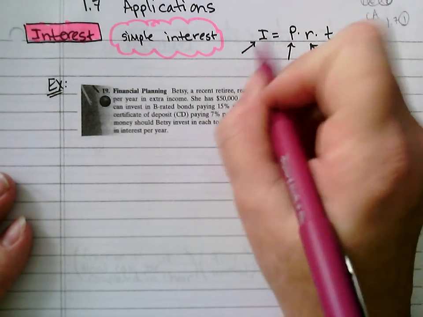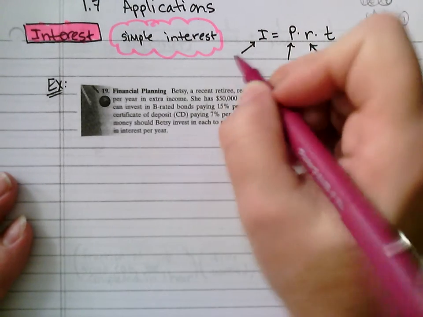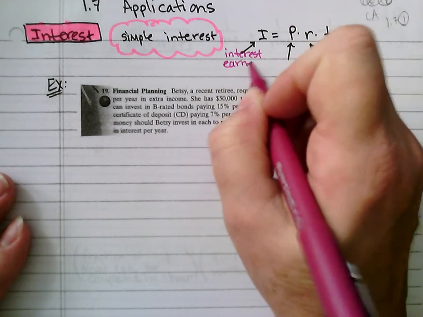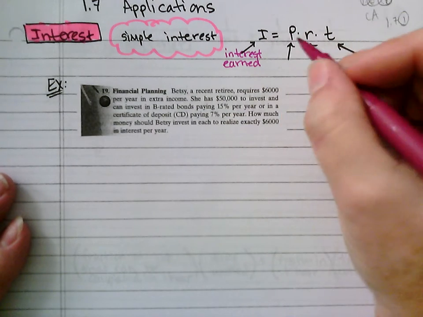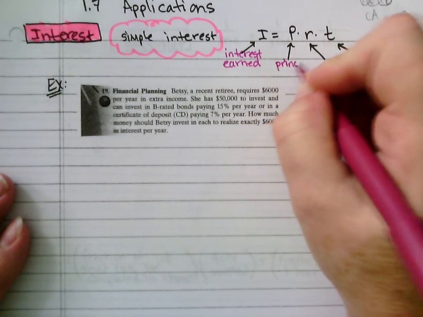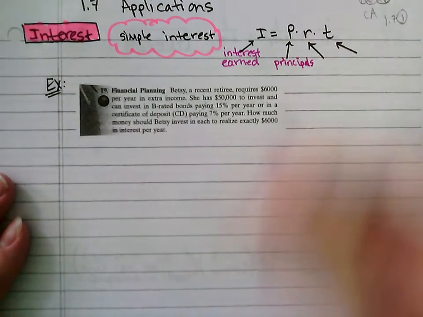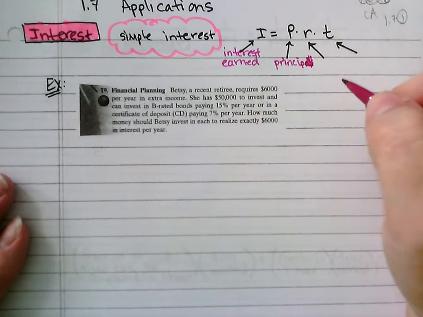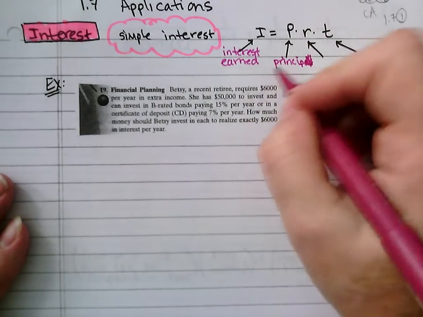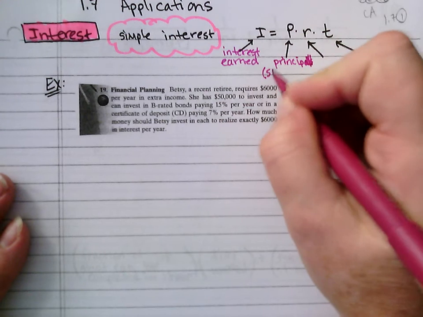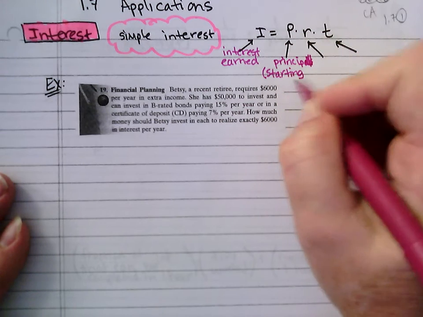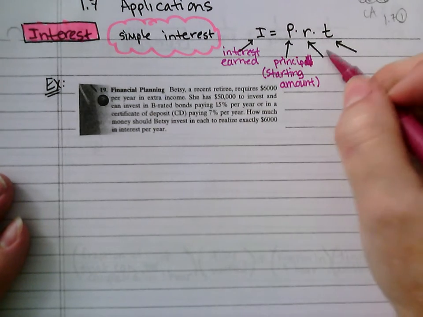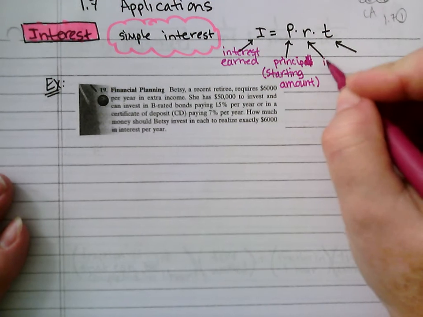So the formula we're using is I, which stands for the interest earned, equals P, which is the principal, not principles. Principal is spelled like the principal of the high school, but that's not what it means. It means the starting amount. So either how much you initially borrow or how much you initially deposit. And then R is the interest rate.